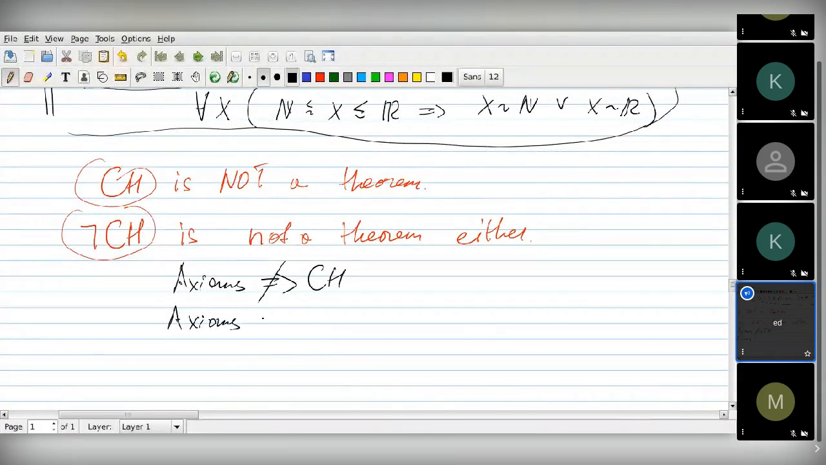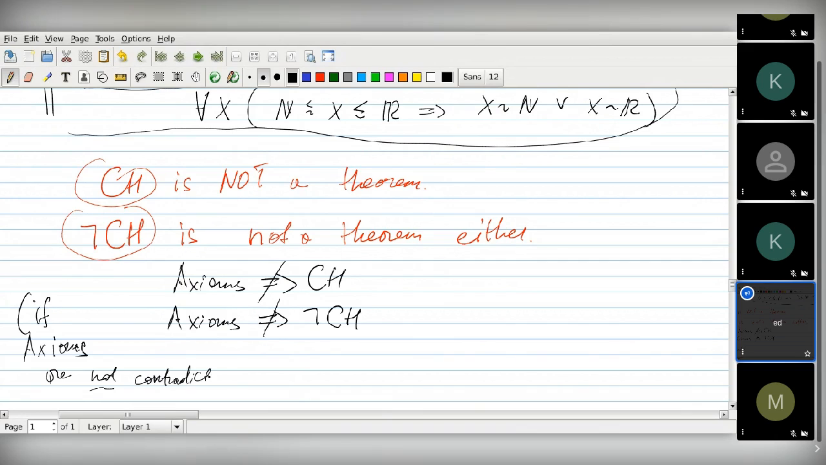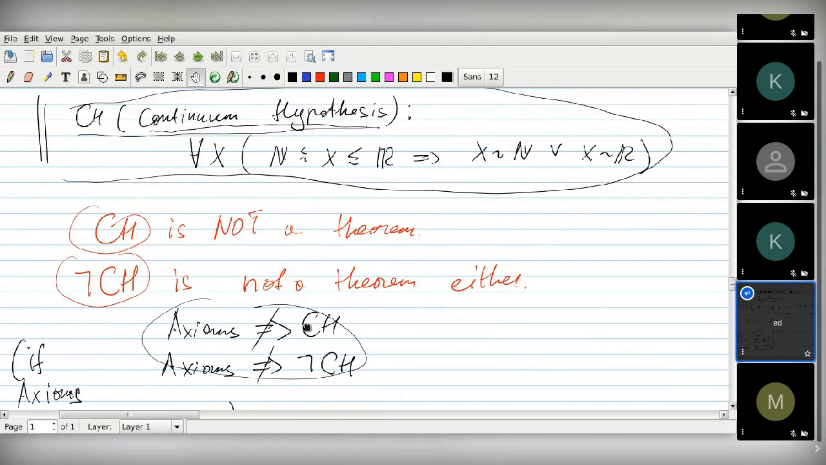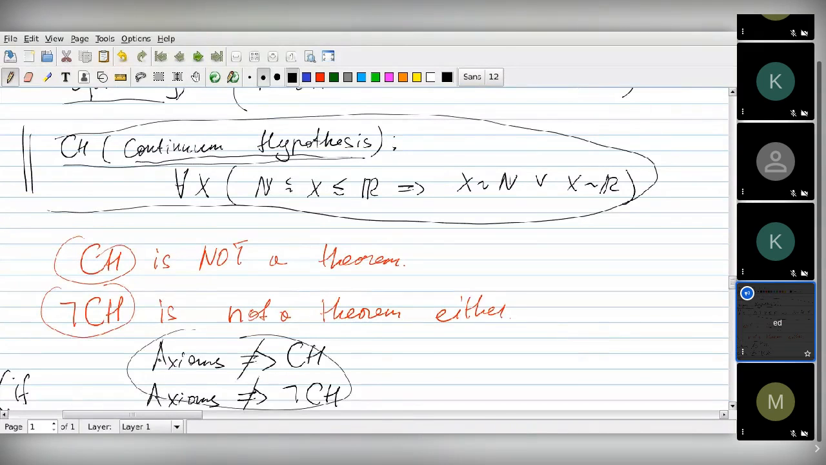But also it doesn't follow that the continuum hypothesis fails. Of course, this is under the condition that our axioms are not contradictory. So we have some statement which we cannot prove and we cannot refute. That's very interesting.